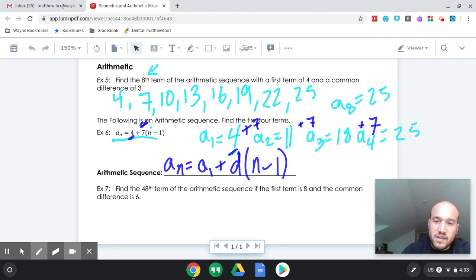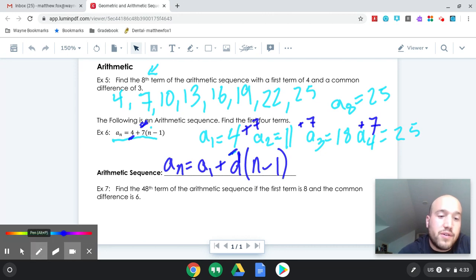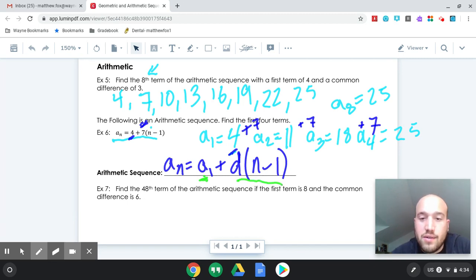Okay. Now the reason that n minus 1 exists is because we want the first term to just be the first term, which is already at the front right here. And we want all of this back part to cancel out. The only way that can happen is if we multiply our common difference by 0. Which if I plug in a 1 here for the n, 1 minus 1 will give us that 0.